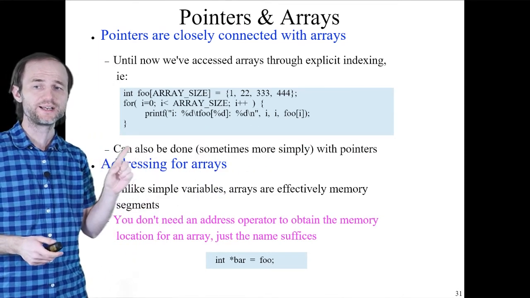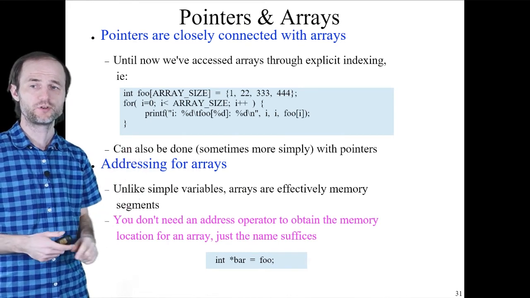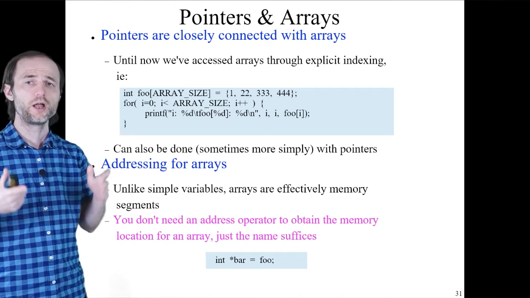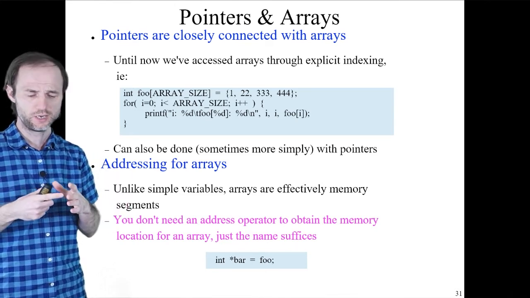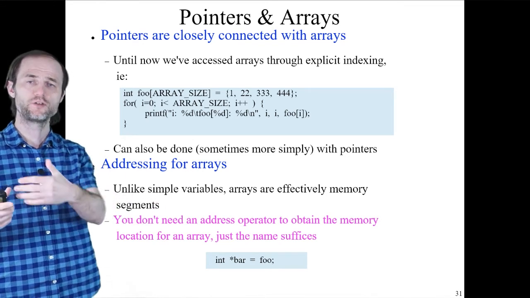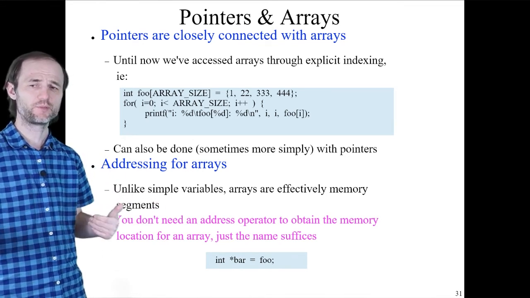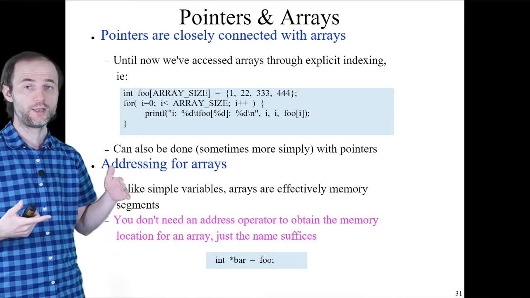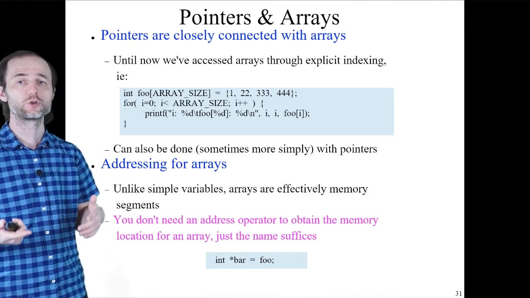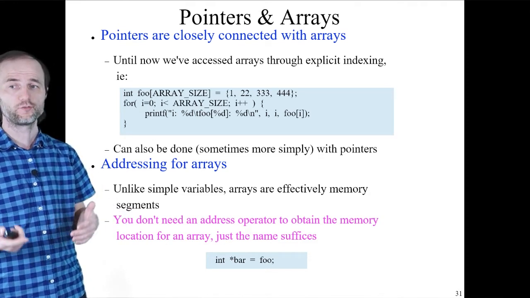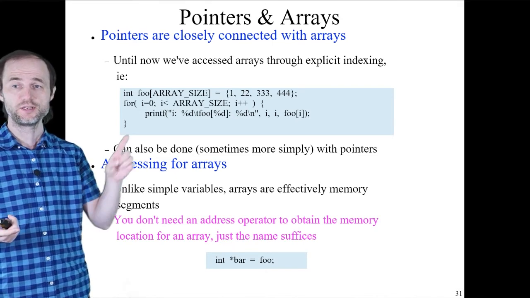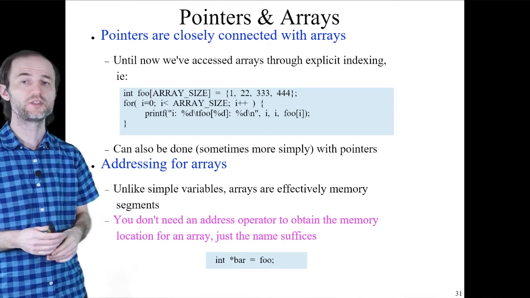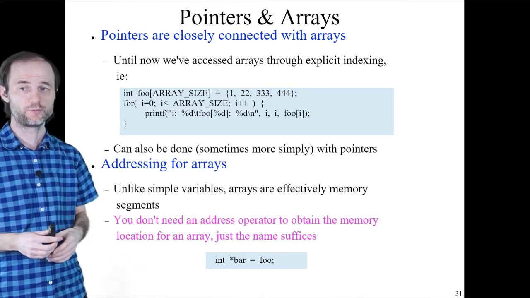But we can also access the elements of the arrays using pointers. Unlike a single variable, an array is a bunch of variables stacked one after the other. It's essentially a segment of memory. And you do not need to use an ampersand sign in order to obtain the location of the array. The variable foo itself will already be the address of the first element of the array.